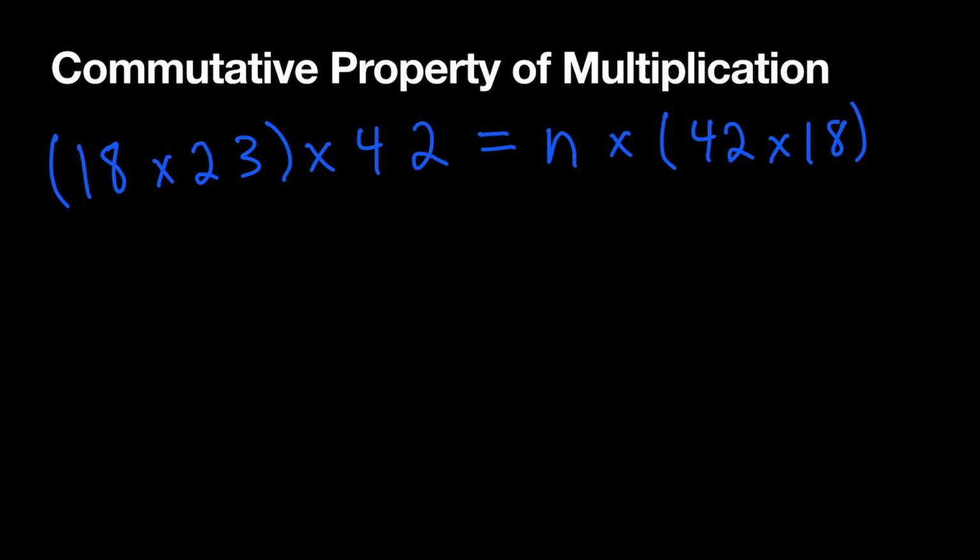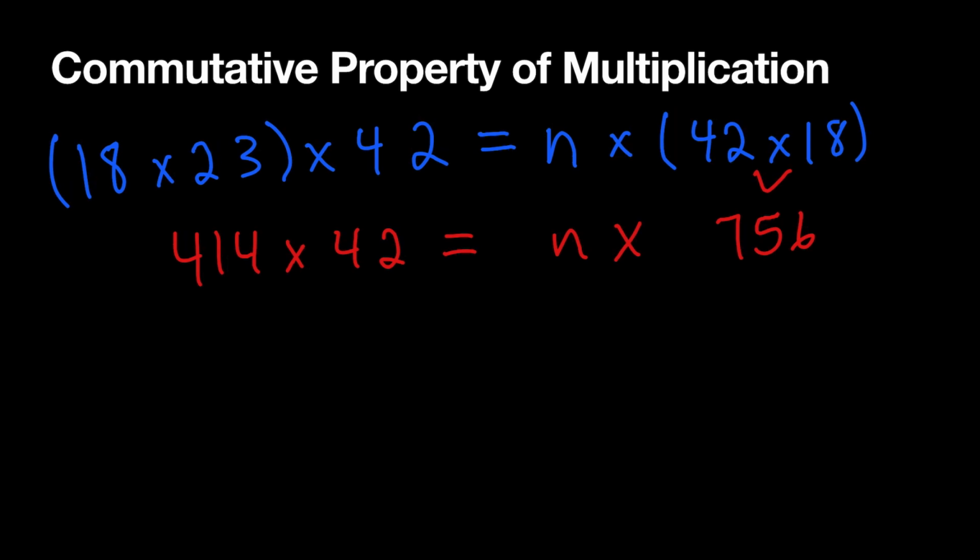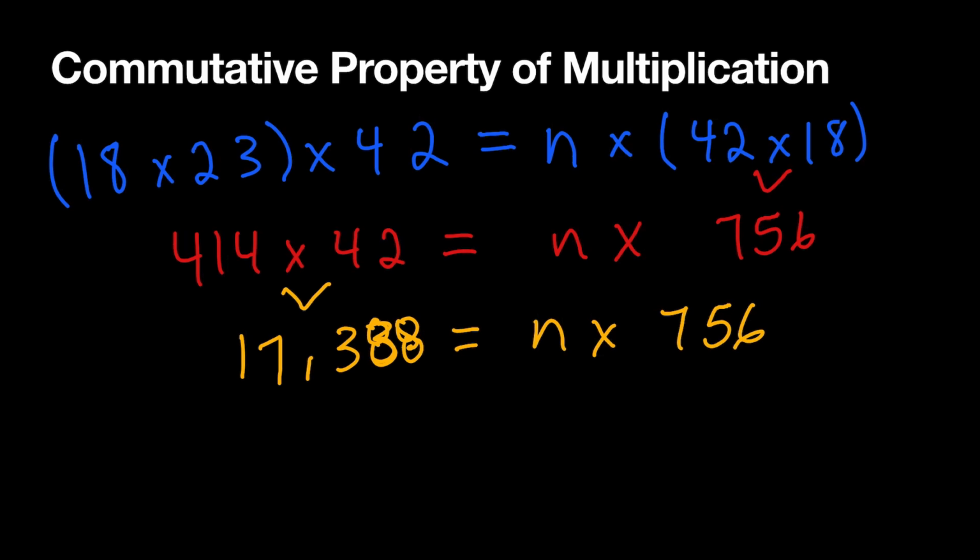And you could do the basic algebra. You could do 18 times 23, which is 414. Multiply that times 42. Set that equal to 42 times 18, which is 756, and n times, bring it down one more row, 414 times 42 is 17,388, and you could set that equal to now n times 756.